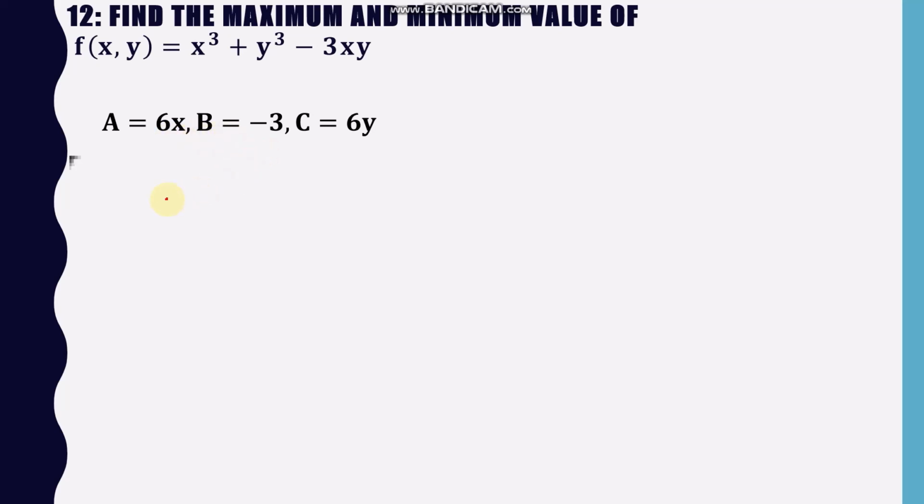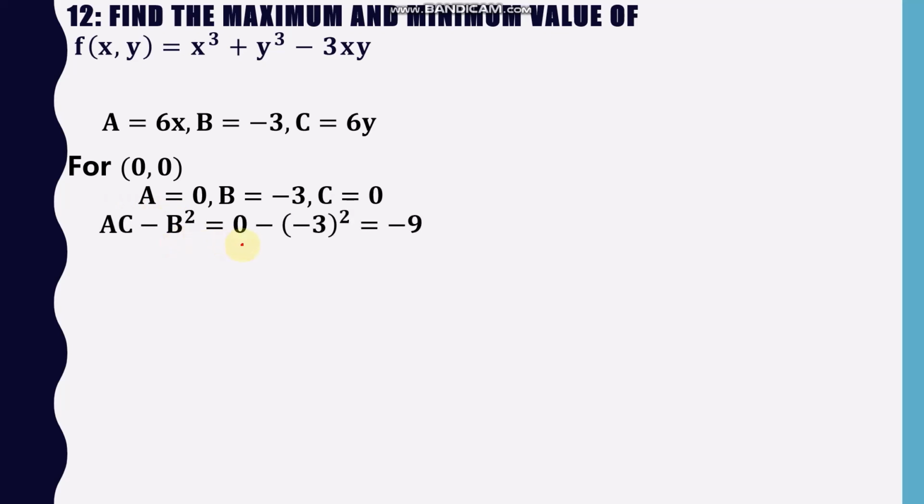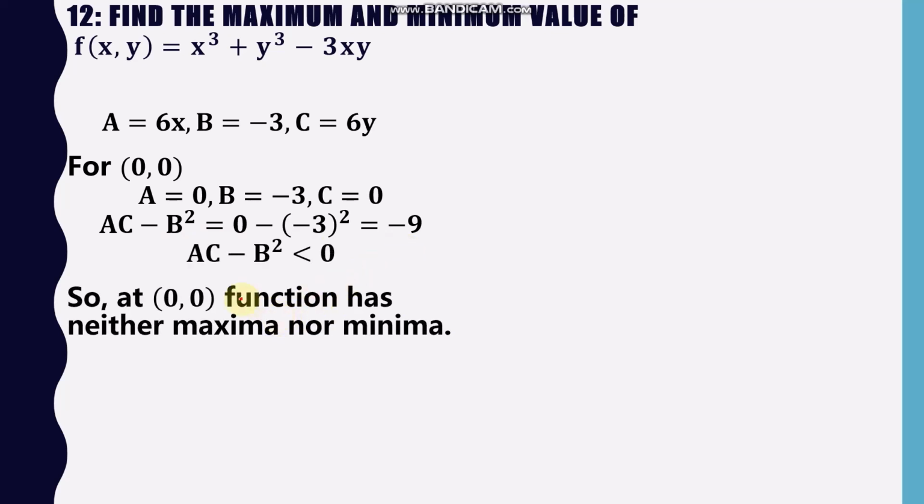Firstly, we'll take the point 0, 0. For 0, 0, x is 0 and y is 0. So for 0, 0, a is 0, b is minus 3 and c is 0. Now we will find out the value of ac minus b square. So ac minus b square is coming out to be negative. Whenever ac minus b square comes out to be negative, that means the function has neither maxima nor minima at that point. Okay.